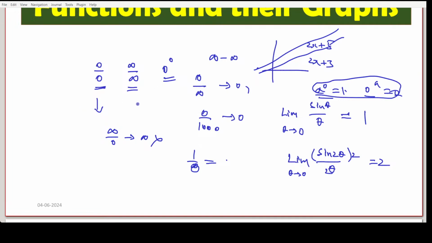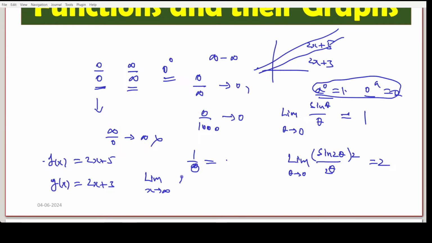When the limit extends to infinity, both functions, f of x is 2x plus 5 and g of x is 2x plus 3. When x extends to infinity, both will tend to infinity, right? So that's why it is infinity.